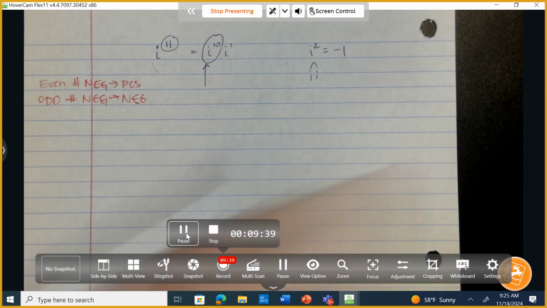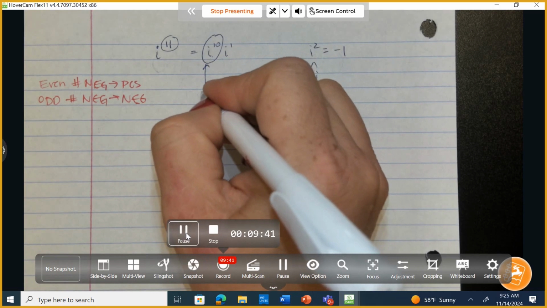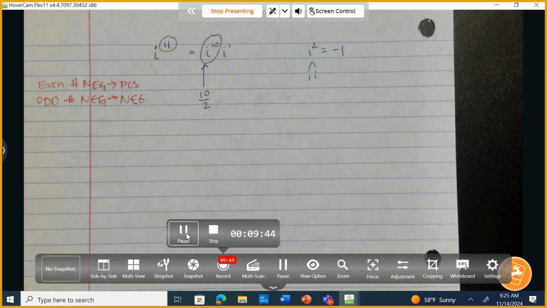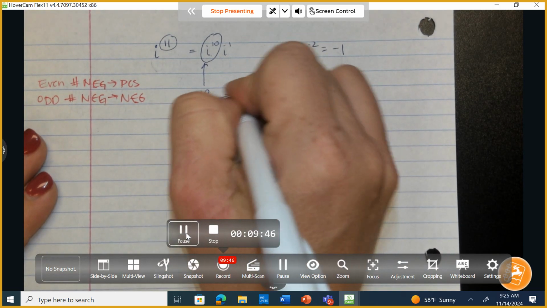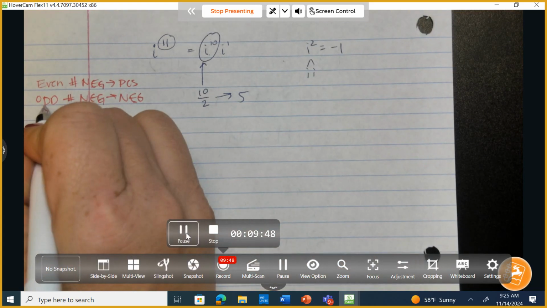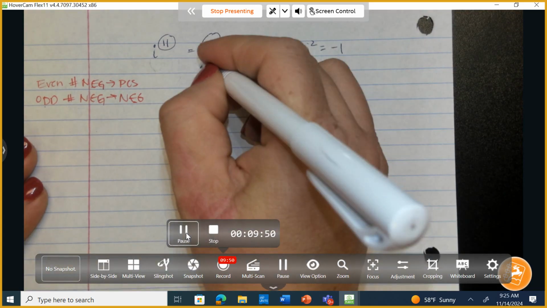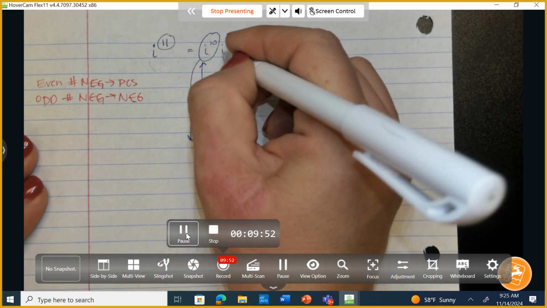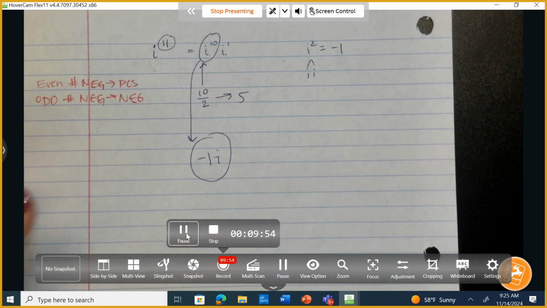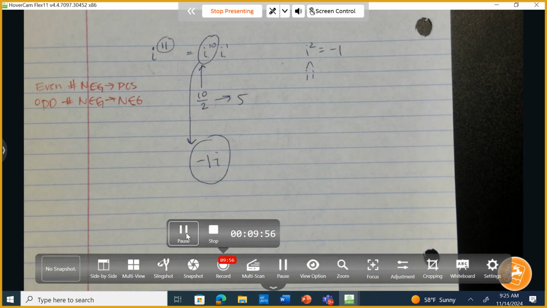And I know that i times i is negative 1. So I'm going to ask myself how many groups of 2 fit into 10? And the answer is 5. 5 is an odd number. That means I'm going to get a negative answer. This portion equals negative 1, and I have 1 i left over. So i to the 11th is equivalent to negative 1 i.